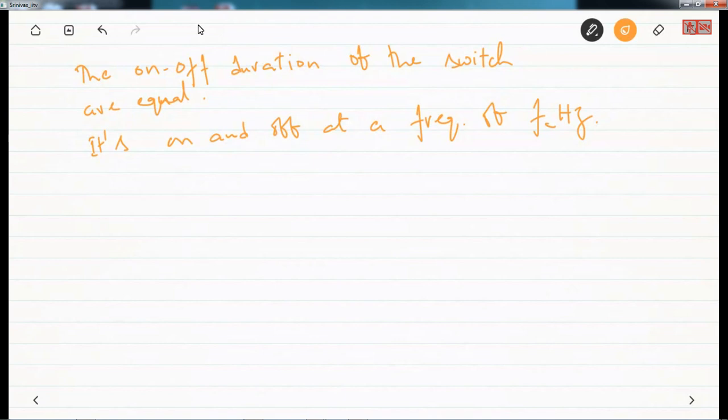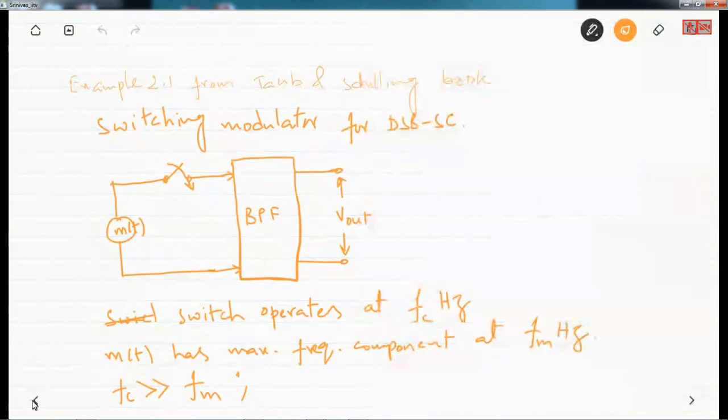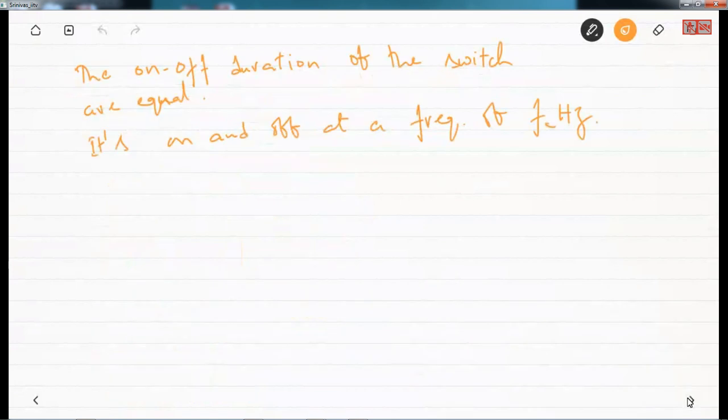Yeah. So what do we mean by that? How do you realize such a switch? See what the problem is saying. So consider this circuit. Assume that there is a switch which operates at frequency fc, and it is on and off for an equal amount of time. So essentially, what we are trying to say is we want the switch on-off pattern to be something like this.